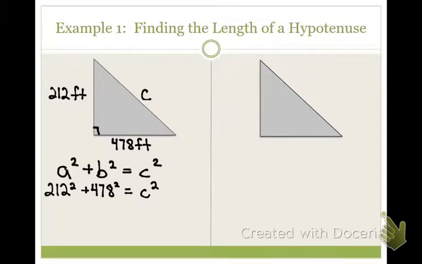So we have to square each one of these terms. In our calculators, we're going to go 212 squared plus 478 squared. You should be putting these in your calculators. Hit equals. What number do you get? 273,428 equals C squared. So is this my answer? Why not? C is not by itself.